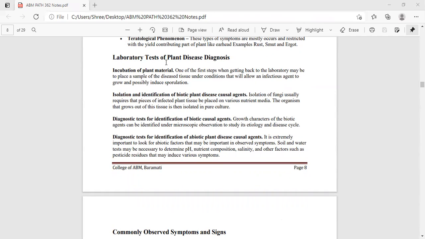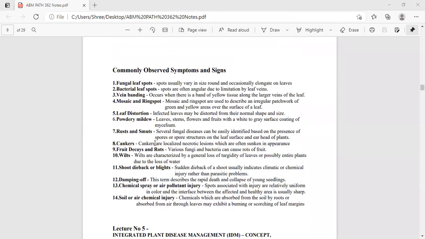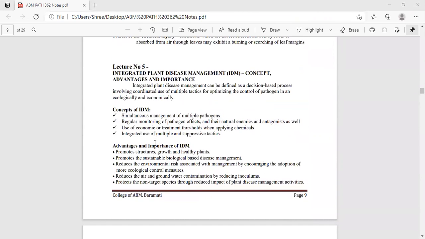These are the procedures to be followed to identify the pathogen in plant disease diagnosis in case of the laboratory test. These are the commonly observed symptoms and signs you have to read, and if any problem arises, then contact me.